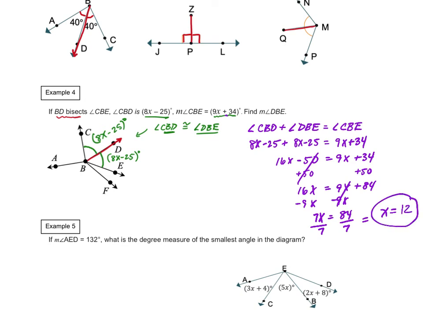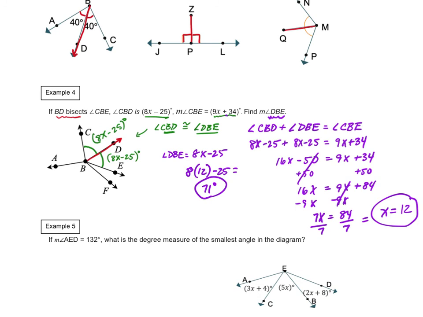Can't remember, did they ask me to find x? Nope. They said, what in the heck is DBE? Well, I know that angle DBE is equal to 8x minus 25. So 8 times 12 minus 25 is going to be equal to, hopefully everybody got 71 degrees. So there you go. That is the angle of DBE.